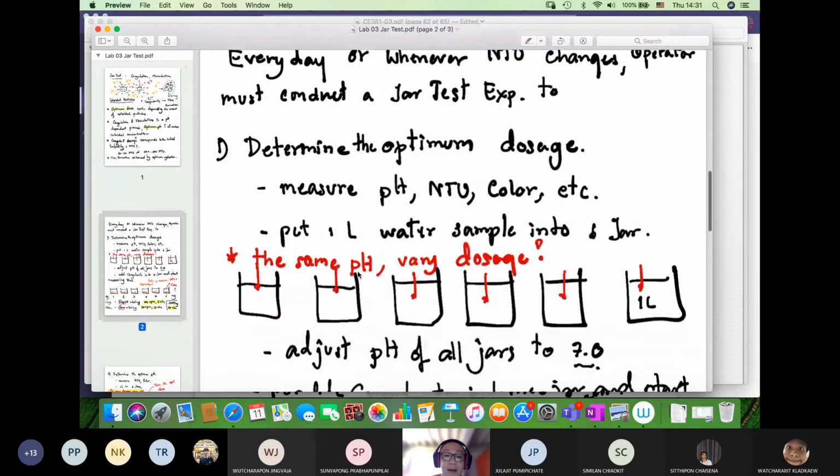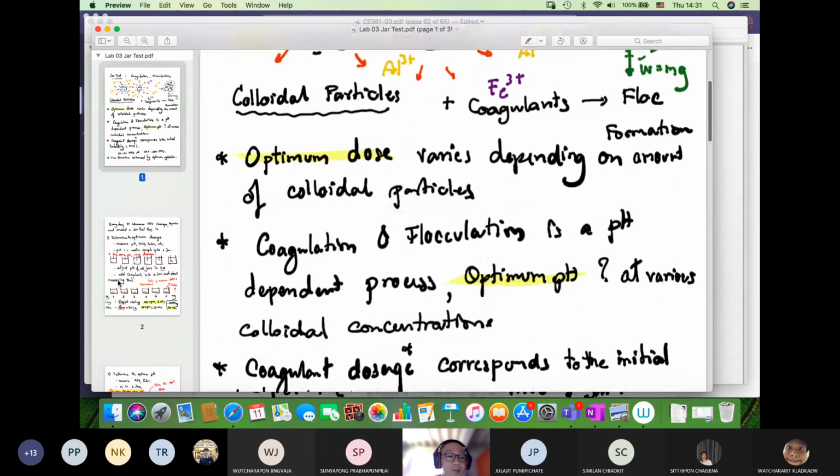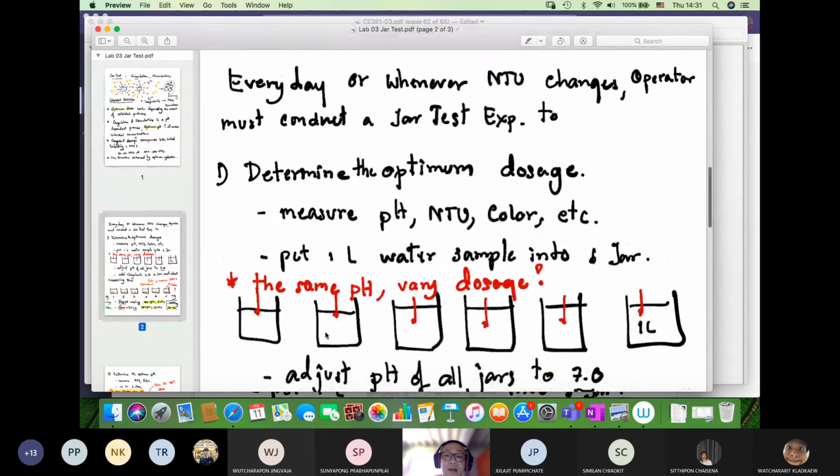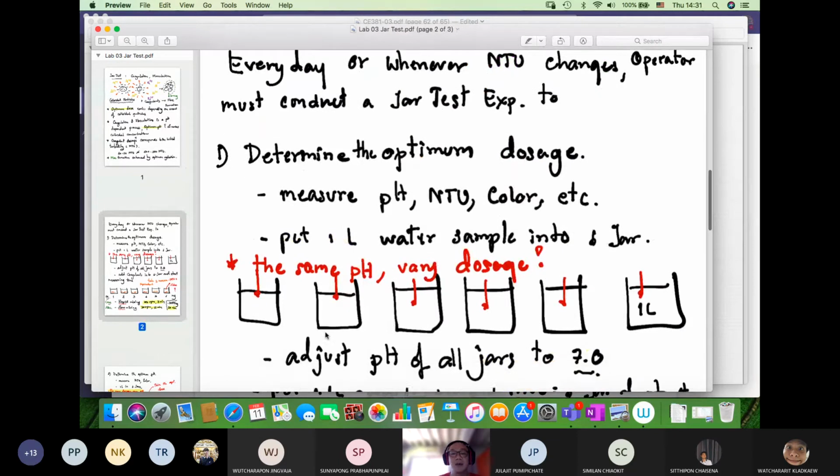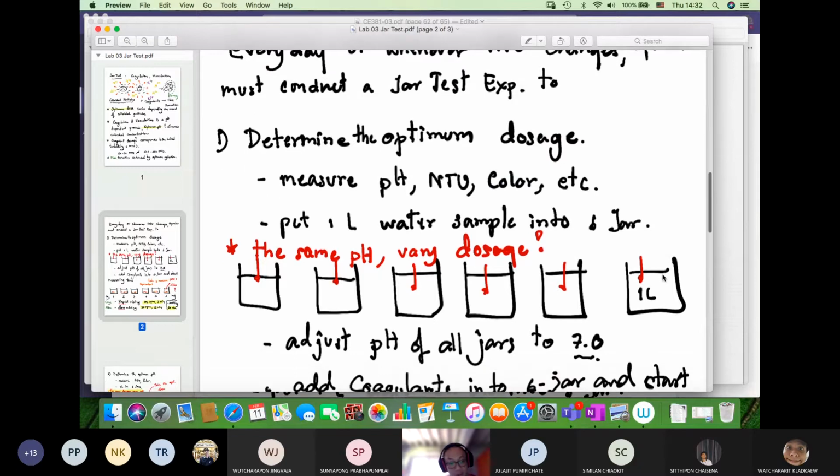Then, how are we going to conduct the experiment? This is the methodology. We bring 6 jars or 6 beakers, and in each jar we put 1 liter of water sample. Put these 6 jars into the jar test apparatus. Just make sure that all 6 jars contain the same pH. If it is not the same pH, then we adjust it to be the same. Okay. So here, in all 6 jars we vary the dosage.